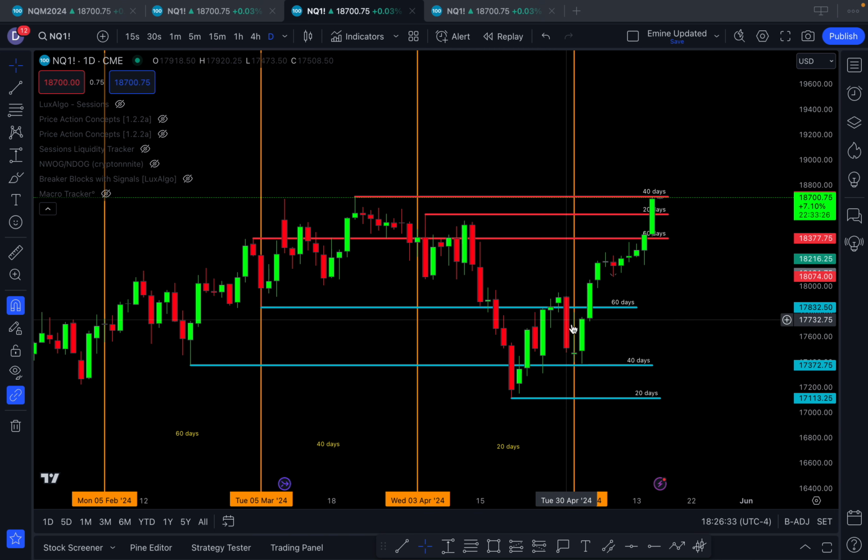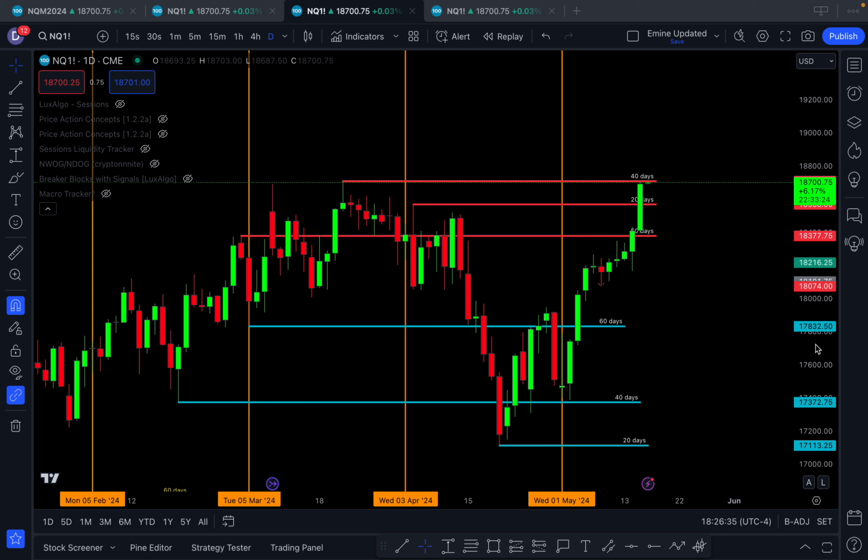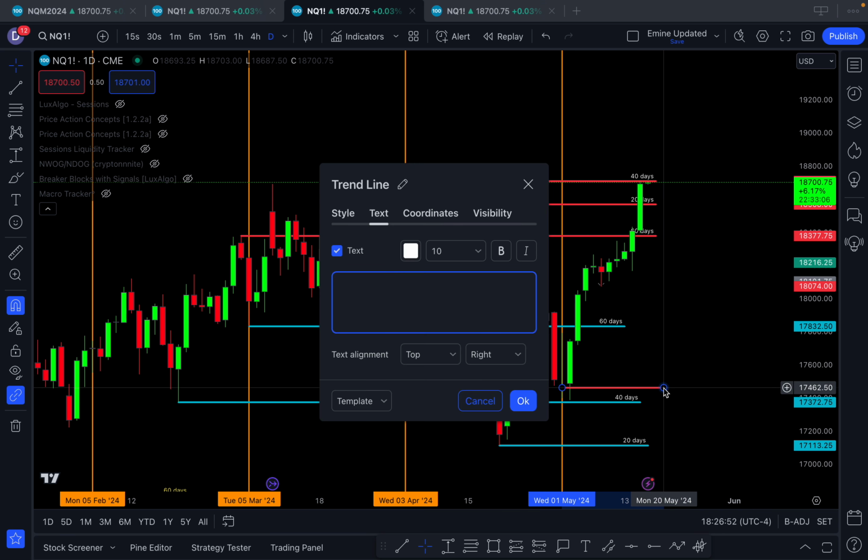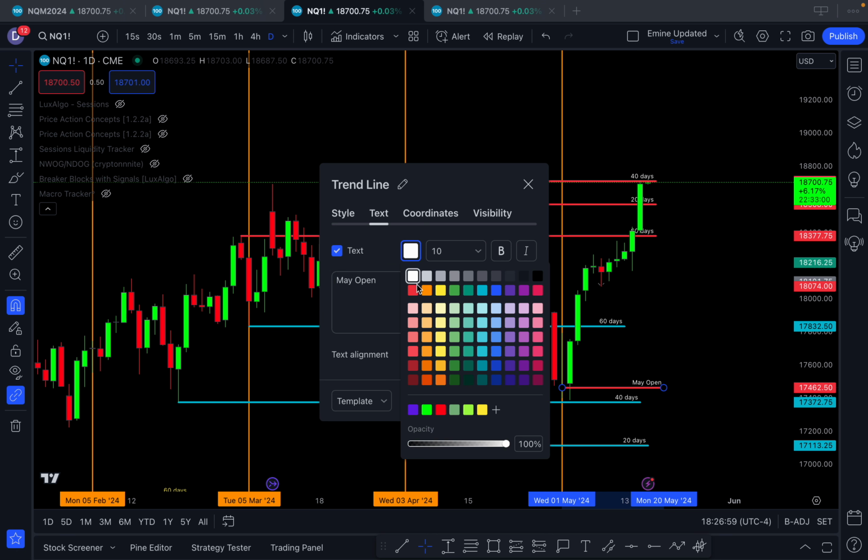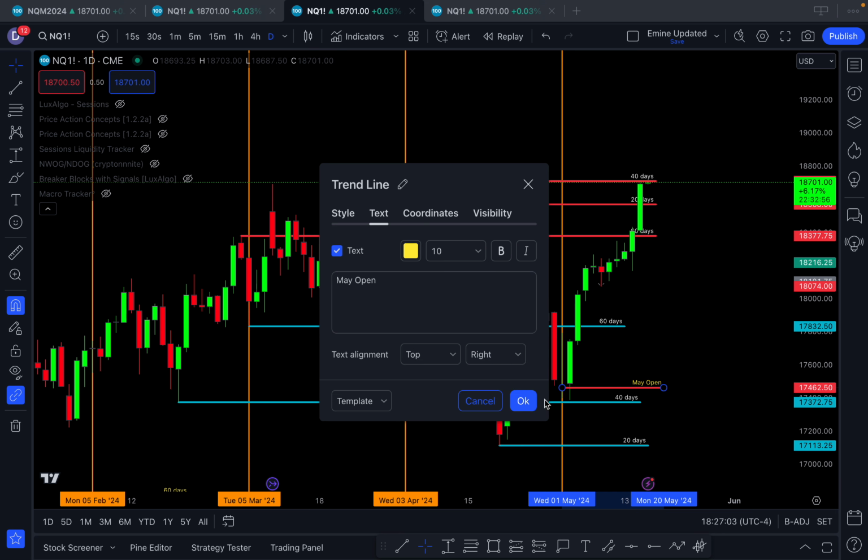Alright, so at the start of the month, here's what it starts. Every single month, at the start of the month, so let's say we're here, you mark the new month opened. You want to mark the opening price of every month. So this is May open. Give it like a yellow color.